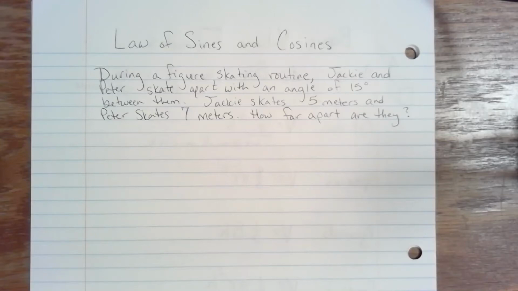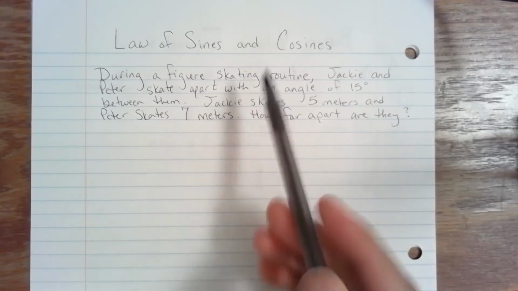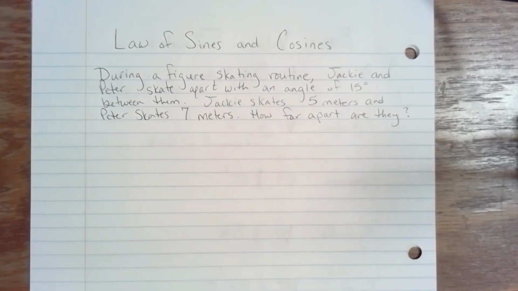Alright, in this video we're taking a look at a problem with either law of sines or cosines, depending on which one. So perhaps up here should say "or." We're given a situation with a figure skating routine where these two people, Jackie and Peter, skate apart with an angle of 15 degrees between them. Jackie's going to skate for 5 meters, Peter's going to skate for 7, and it wants to know after this has been done, how far apart are they?